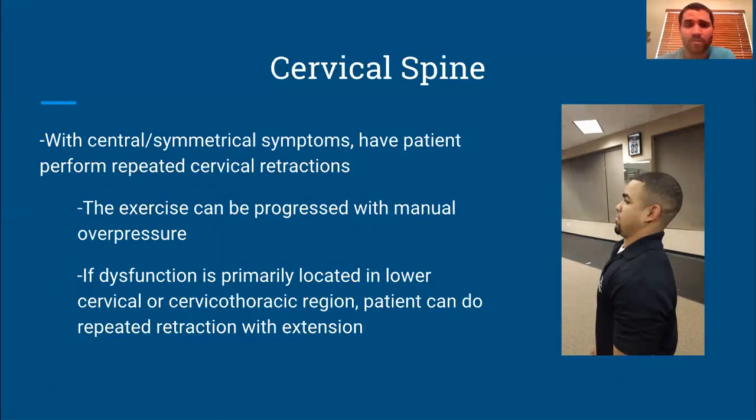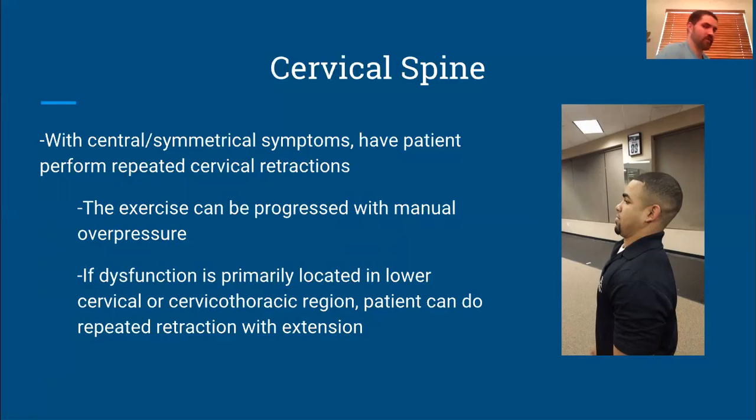With central symptoms or symmetrical, you want to have the patient perform repeated retractions. And this is the lower level of the exercise, and that's just going straight back. No need to actually push them into protraction and retraction regularly. And these are for your extension dysfunctional patients, directional preference. The exercise can be progressed with manual overpressure.